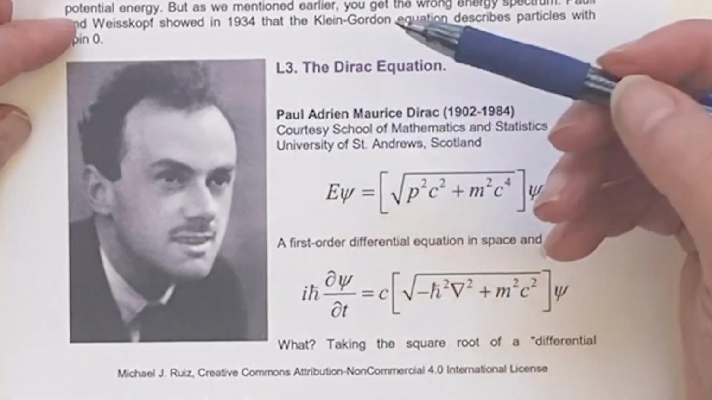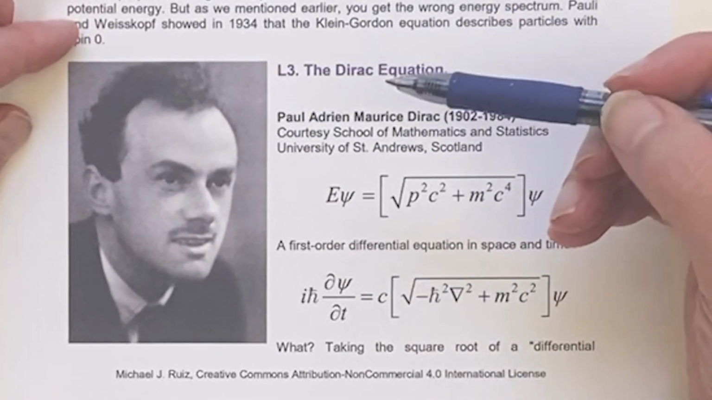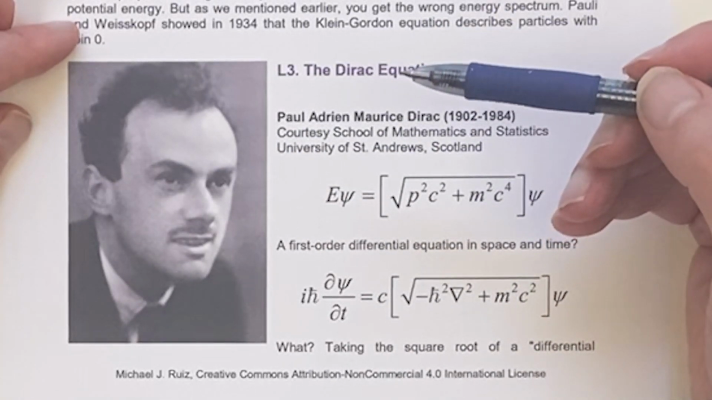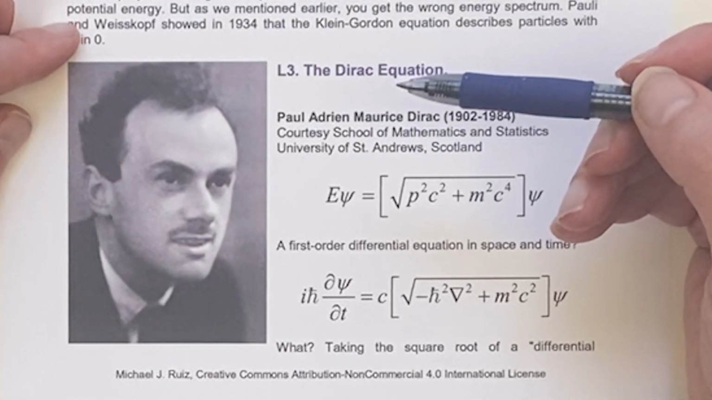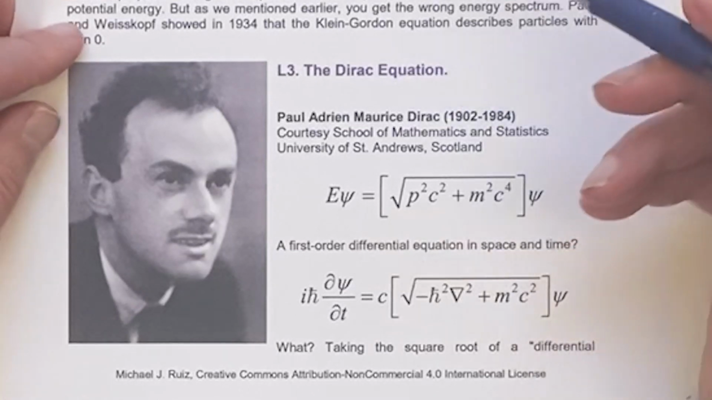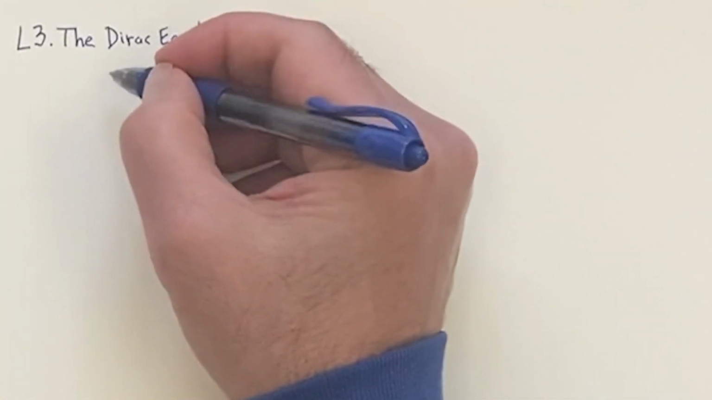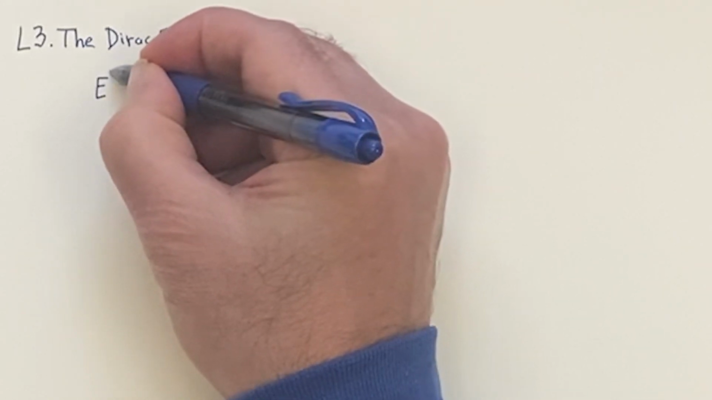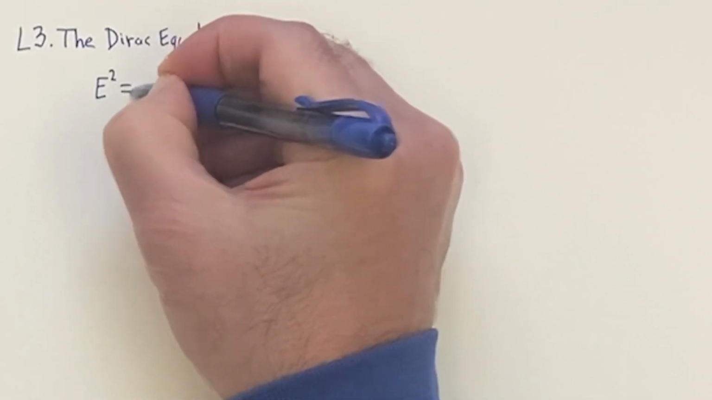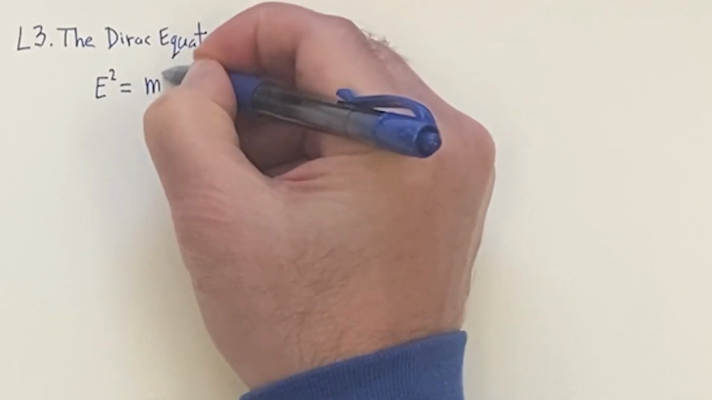Paul Adrian Dirac. There he is. This is marvelous, this theoretical physics that you're going to see shortly. Just marvelous.